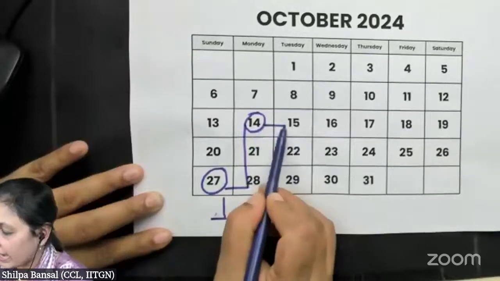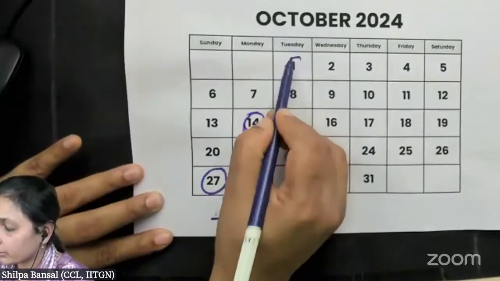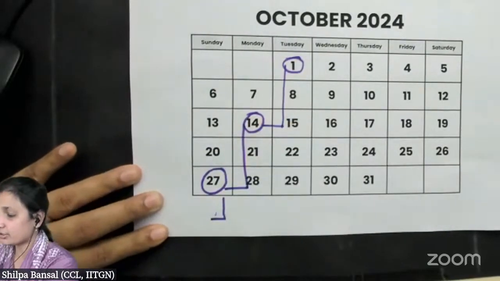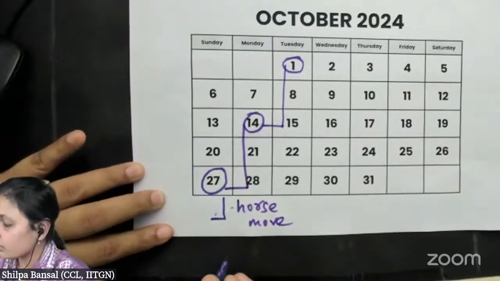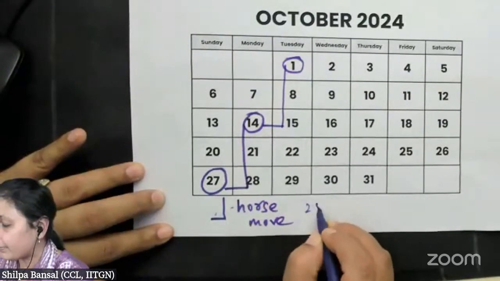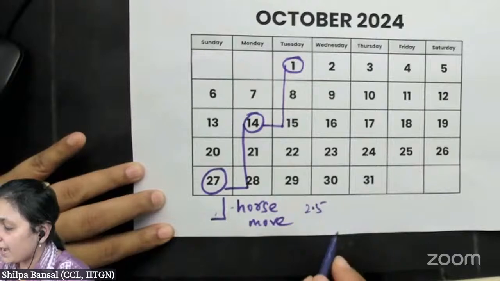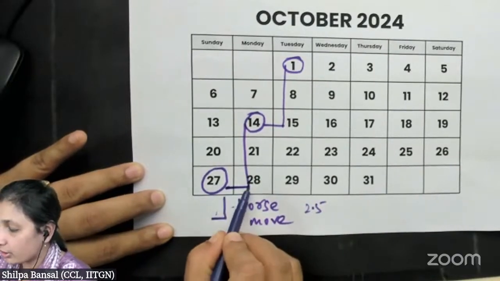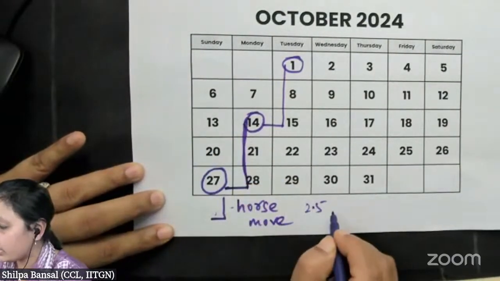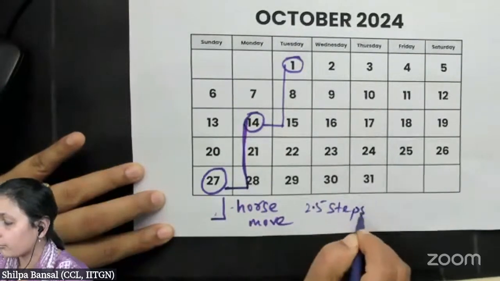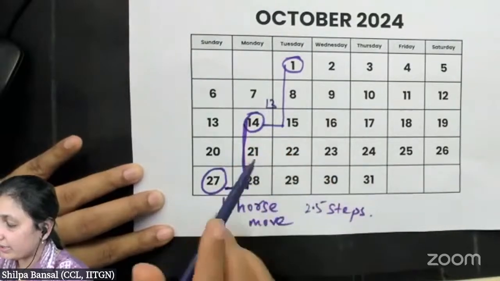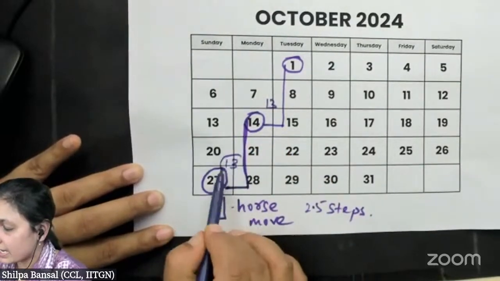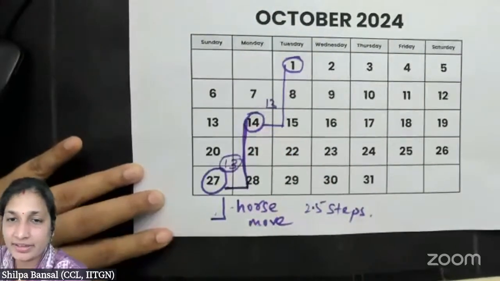Then you go right and then 2 steps more. So what is the difference? It is called the horse move in chess. The horse moves 2.5 steps. Why? Because it goes and then turns 2 steps, so it is called a 2.5 steps move. Okay, so what is the difference? 13. Here also the difference is 13. You can find out why there is a difference of 13.